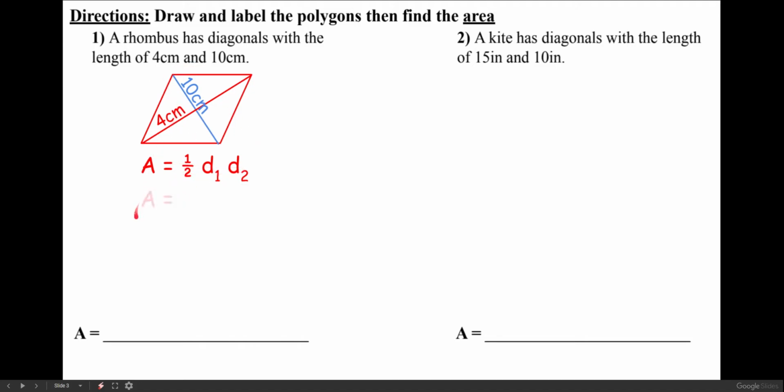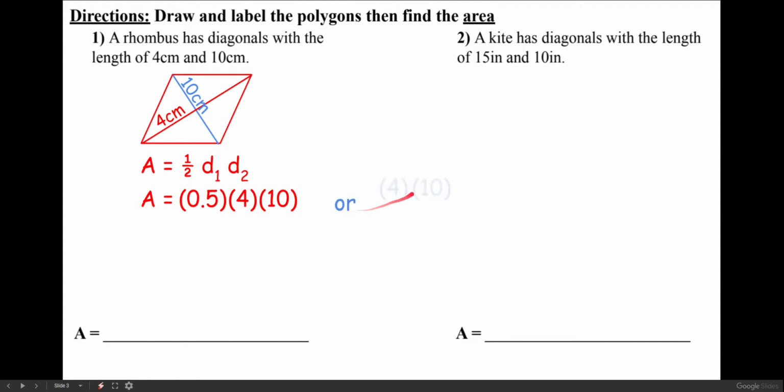Let's fill in our information to find the area. Area equals 1/2, which I'm just going to write as 0.5, and then D1 is going to be 4 and D2 is 10. Like I said before, 4 and 10, or 10 and 4, it doesn't matter what order you multiply, because when you multiply, order doesn't matter. So in your calculator, just enter 0.5 times 4 times 10, and you're going to get the answer.